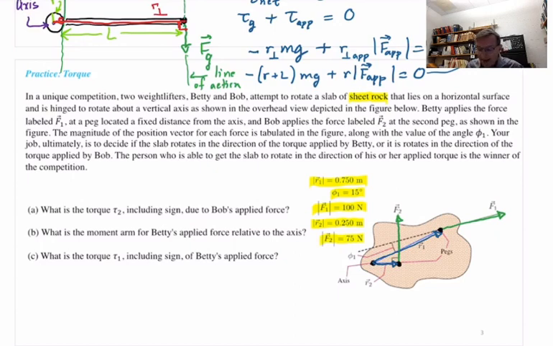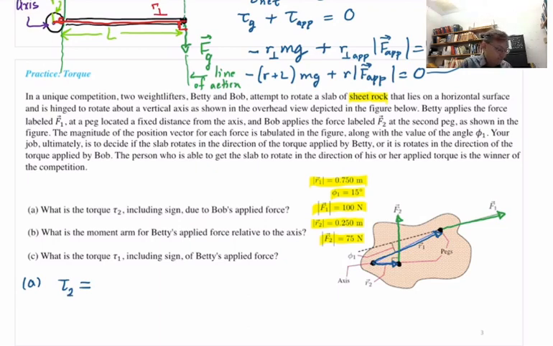Our job ultimately is to decide if the slab rotates in the direction of the torque from Betty or the direction of the torque from Bob. Turns out the person who is able to get the slab to rotate in the direction of his or her applied torque is the winner of the competition. So we'll start in part A. What is the torque tau 2, including sign, due to Bob's applied force? Let's just focus on Bob's force, F2. So let's call it tau 2.